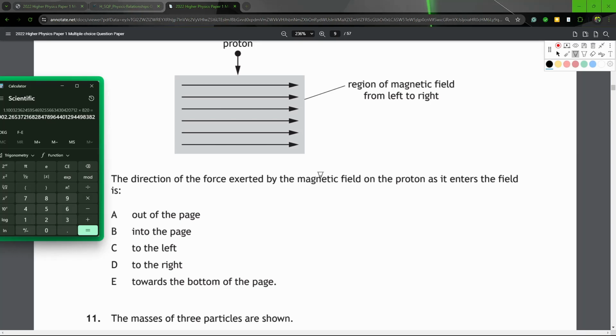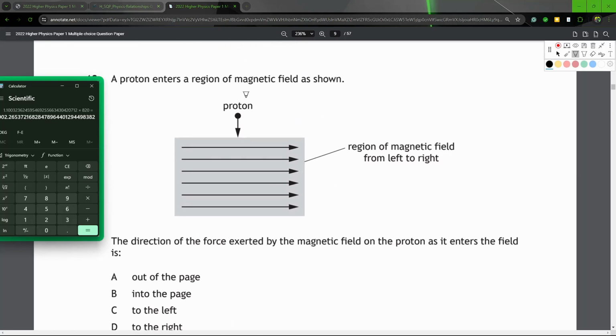Now, there are a couple of ways you can do it. You can either use the right hand rule for everything, or you can use the right hand rule and left hand rule depending on what the particle is. I'm going to use the left hand rule because it's a proton. You can use the right hand rule for the electron. So your forefinger is going to be the magnetic field, what way it's pointing.